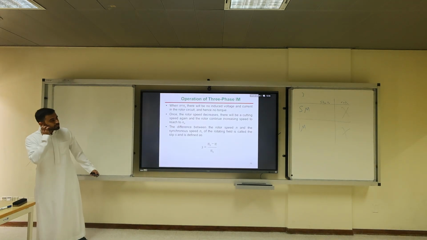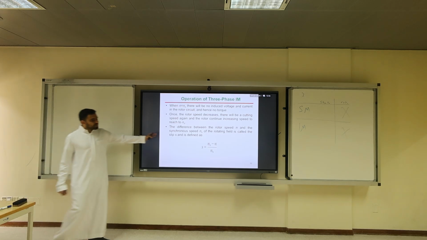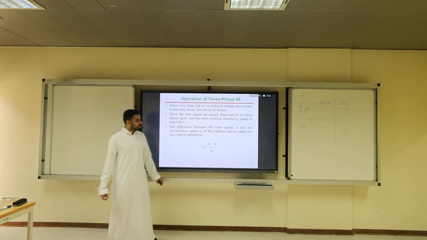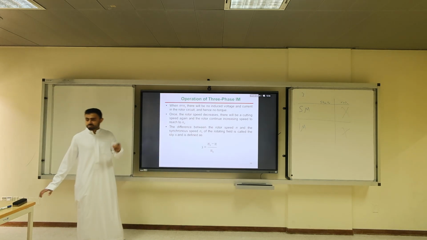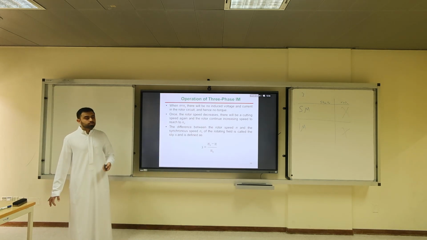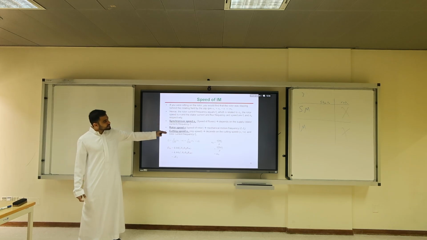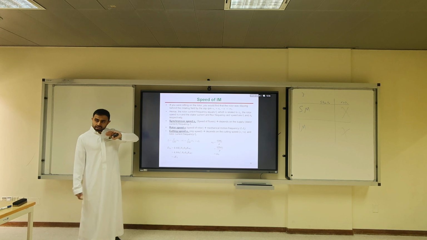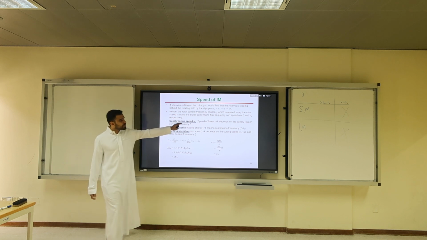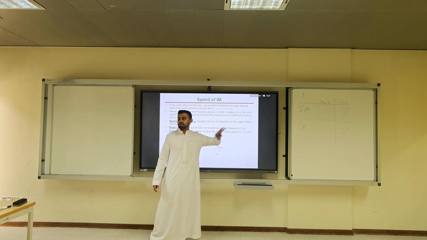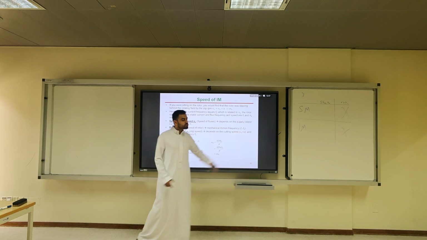Clear? Yes. So you all know the slip is the difference between synchronous speed and the actual speed over the synchronous speed, which synchronous speed you get from the same formula, 120 F over P. There are 3 different speeds for induction. I'm gonna explain it briefly. The synchronous speed is the speed of the fluxes. It depends on the supply. If you get 50 Hertz, you're gonna get different than 60 Hertz. If you get 120 Hertz.